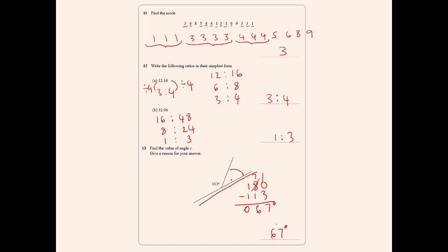It is also asking us to write a reason. So angles on a straight line add up to 180 degrees. So make sure you write your reason. That could be worth 1 mark. On a straight line, add up to 180 degrees.